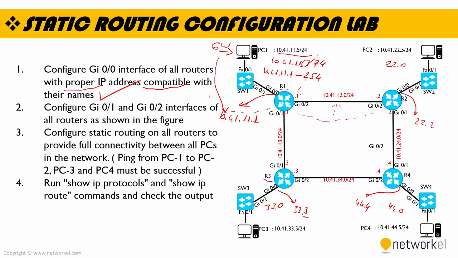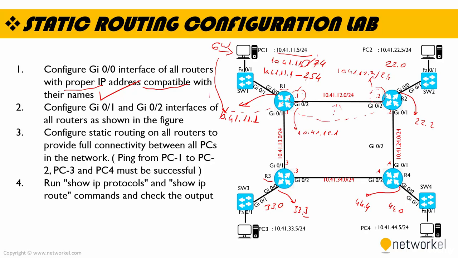That one means use that one for this interface. The last octet will be 1. That 2 means use 10.41.12.2 for this interface. Okay.